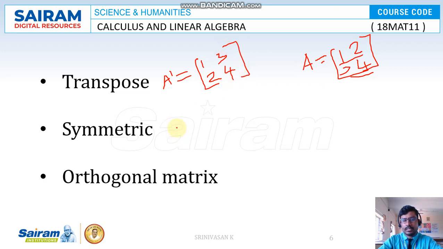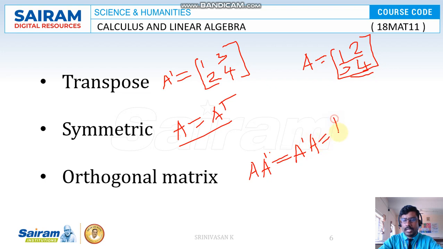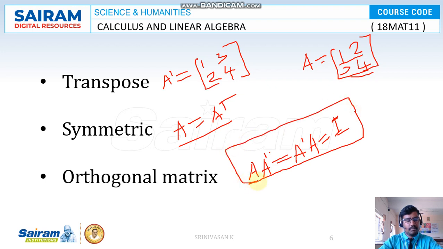The symmetric matrix is nothing but: if A equals A transpose, then the matrix A is called a symmetric matrix. What is an orthogonal matrix? An orthogonal matrix is nothing but: A into A transpose equals A transpose into A, which equals the identity element I, the unit element. Then the matrix is an orthogonal matrix. So if the matrix satisfies this condition, then the matrix is called an orthogonal matrix.